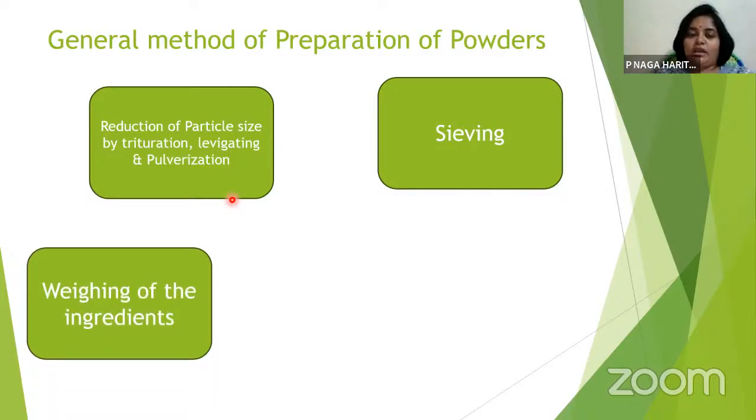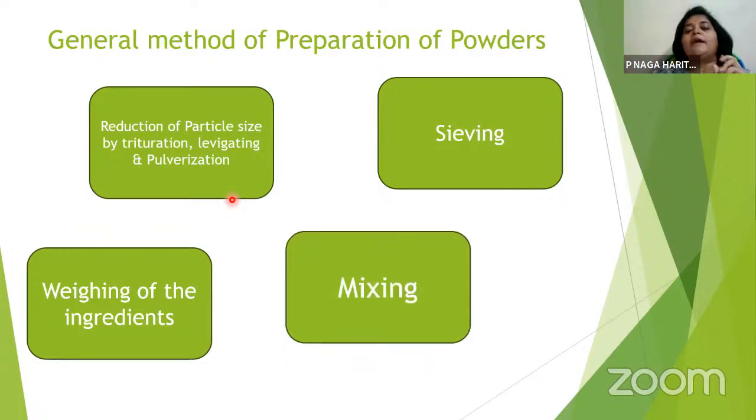And then weighing of the ingredients. Once you are sieving them, then you are weighing the ingredients, because we are not preparing only the bulk powders. Certain times we are preparing even the divided powders also. That means the individual doses. So in order to pack the individual doses, now you have to weigh the ingredients and you have to keep them separate. And here comes the king of the show, the mixing.